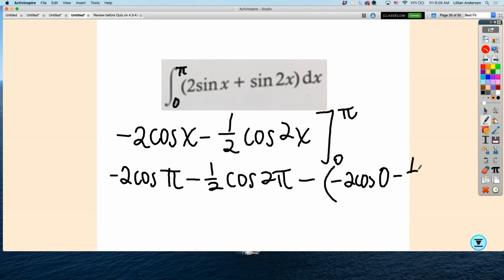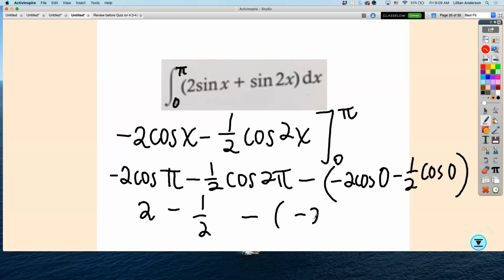You definitely want to be careful because what's the cosine of 0? 1. What's the cosine of pi? -1. So this turns into a 2 minus, what's the cosine of 2 pi? 1. So this becomes a 1/2 minus, in parentheses, I know cosine of 0 is 1, so this becomes a -2. And then this becomes a minus 1/2. That's a minus. Careful. But distribute over that negative, I'll have 2 minus 1/2 plus 2 plus 1/2. Did you get 4?